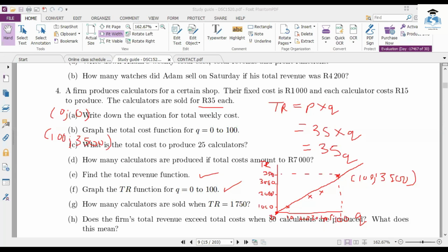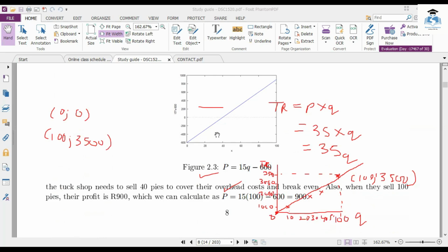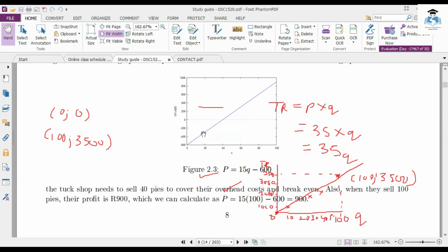If you check the one that they plotted, you can even start when Q is equal to 0, then the profit is minus 600. So they started from there, right? Then when Q is 100, that's 1.5 minus 600. What do you get? 900. So you just plot this one and this one, then you connect.